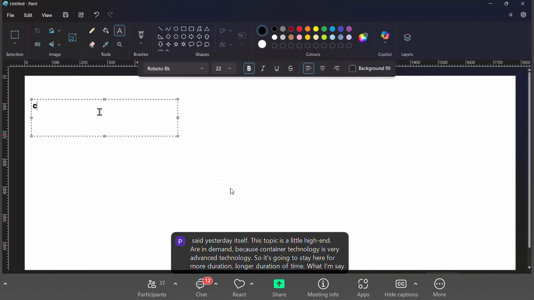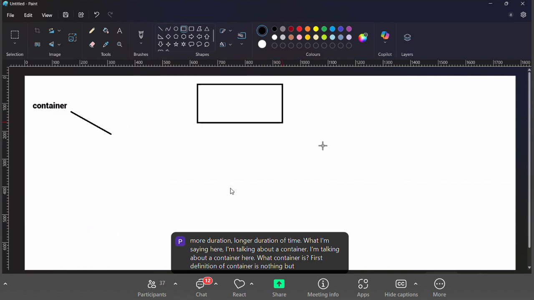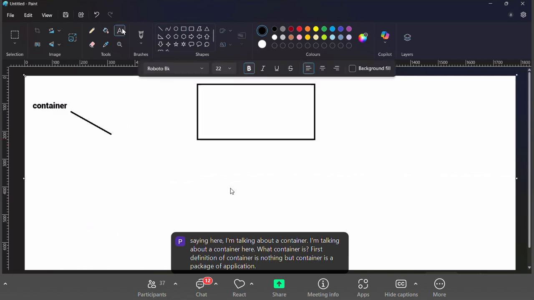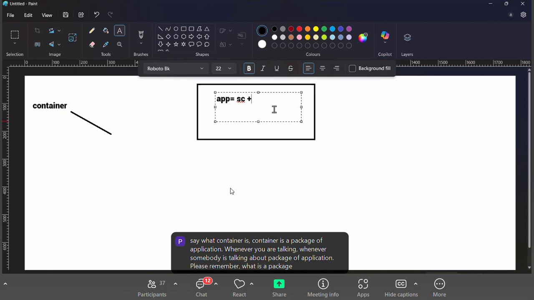I'm talking about a container here. What is a container? The first definition of container is that a container is a package of application. Whenever somebody is talking about a package of application, please remember what a package of application is. Yesterday we understood: an application package is nothing but source code plus libraries and dependencies. So container is a process of packaging, or a package of application, basically, right?